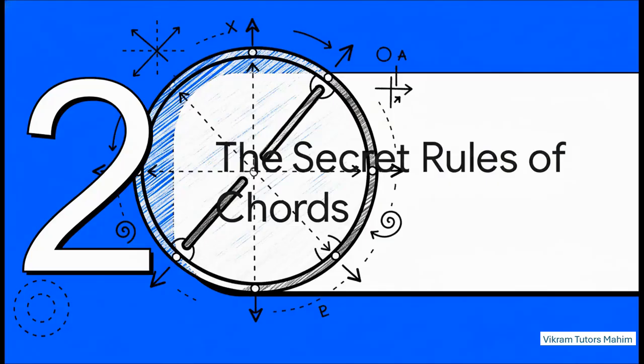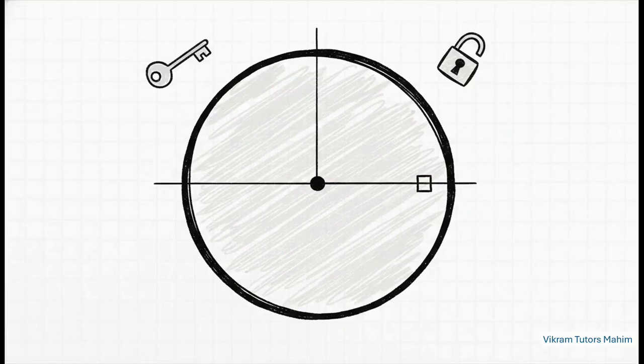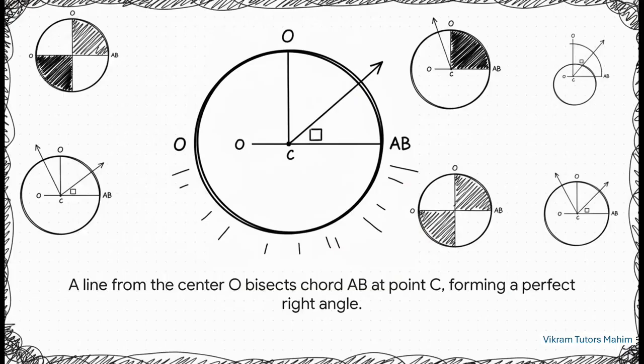All right, now that we've got the vocabulary down, we can get to the really cool stuff. These are the core properties, the hidden logic of the circle, what I like to call the secret rules that control how all these parts work together. Okay, this first rule, this is the big one. It is incredibly powerful, and it is the main key that is going to unlock that puzzle we started with. It's all about this really simple but amazing relationship between the center, the middle of a chord, and a right angle. And this picture shows it perfectly.